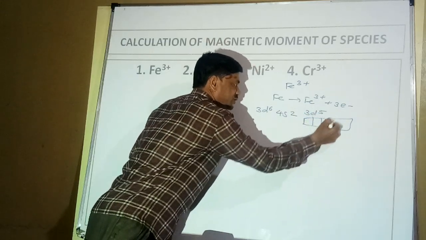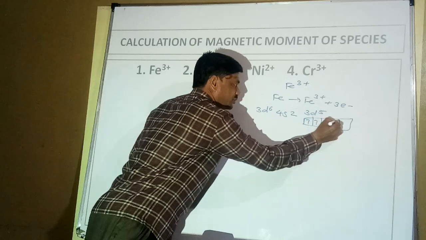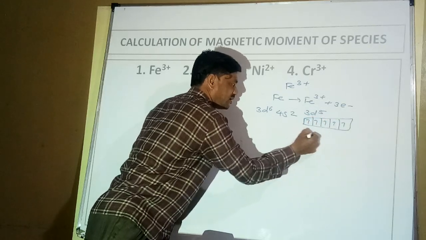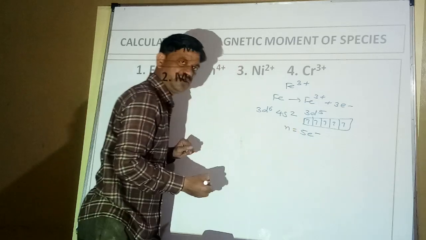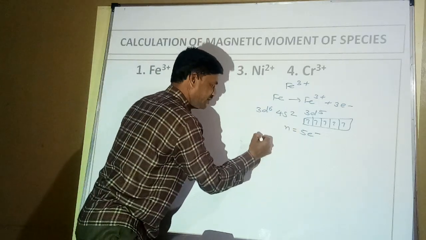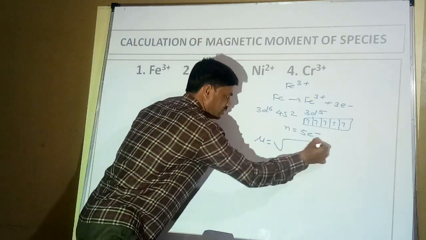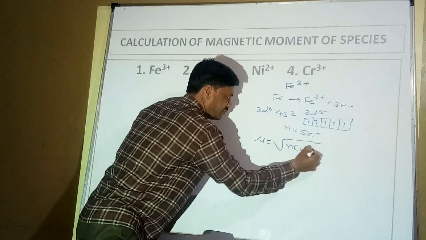Now tell me, in case of 3d5, 1, 2, 3, 4, 5, how many unpaired electrons are there? 5. So n equals 5. So put this value here. Mu equals under root n in bracket n plus 2.